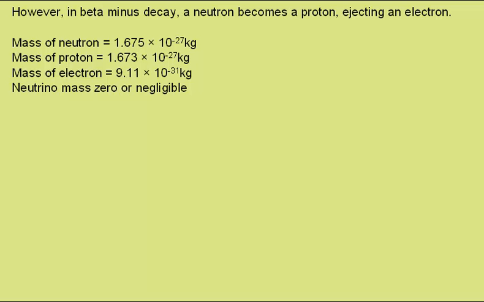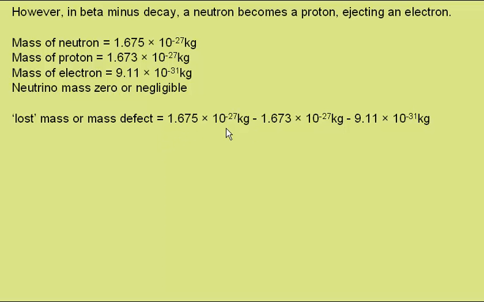So to find the mass defect, if we take the mass of the proton and electron that we end up with away from the mass of the neutron, we find the lost mass or mass defect. So the lost mass is given by the mass of the neutron minus that of the proton and the electron. And this comes out at 1.089 times 10 to the minus 30 kilograms. To find this as a percentage, divide by the mass of the neutron we start with and multiply by 100. This comes out at a much larger 0.06%, clearly not negligible.